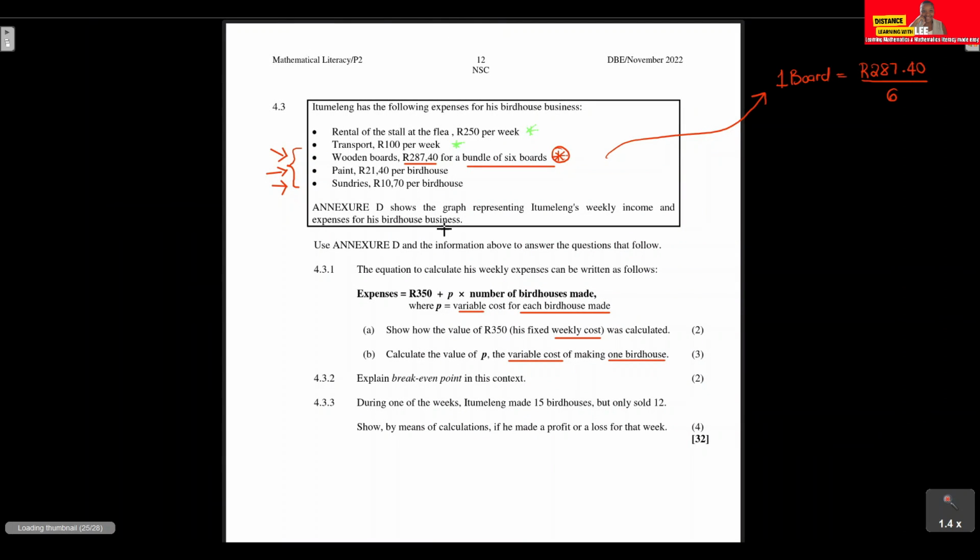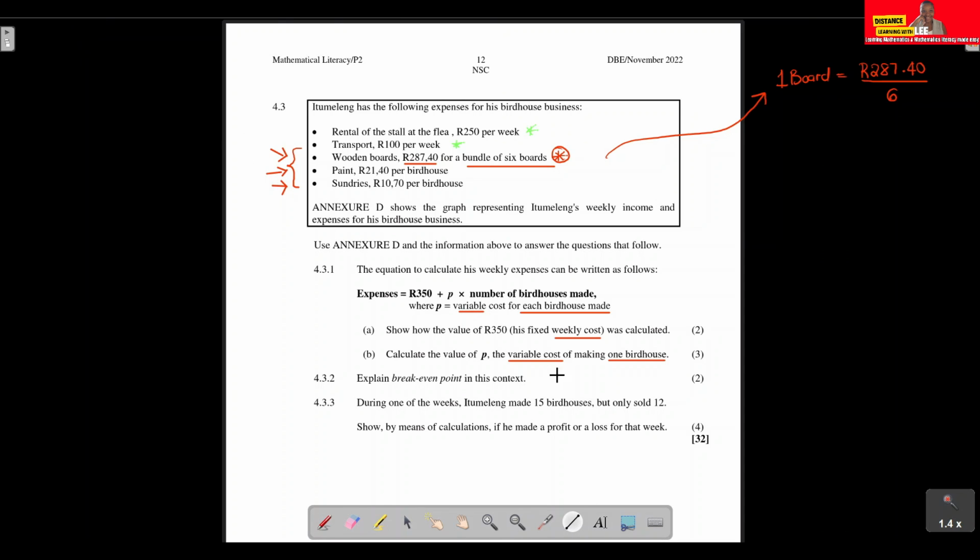Let us have a look at the last question. Question 4.3.3 says, during one of the weeks, Itumeleng made 15 bird houses, but only sold 12. Show by means of calculations if he made a profit or a loss for that week. So Itumeleng made 15 bird houses, so we need to determine what were the expenses that he had when he made 15 bird houses.